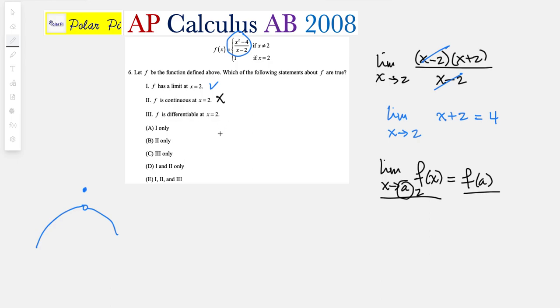And f is differentiable at x equals 2? No way. It's a removable discontinuity. So at that point, you're not differentiable, right? Okay. So we see that the correct answer is 1 only, and that is A. Got it. Okay, so let's keep it moving.